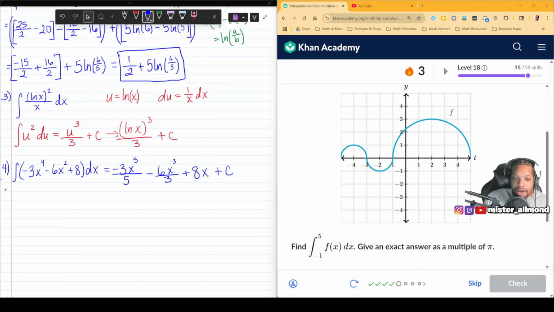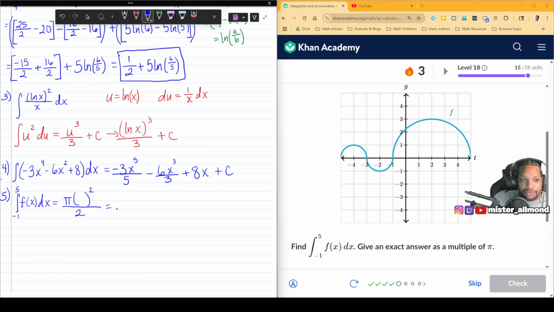Okay, what is this, number 5? All right, so I'm going to say the integral from -1 to 5 of f of x dx is going to be equal to, I'm just going to go pi, whatever my r is, squared, and then since it's a semicircle, I'm going to half that guy. 9 pi over 2, appreciate the follow. My radius will be what? From -1 to 2, which is 1, 2, 3.